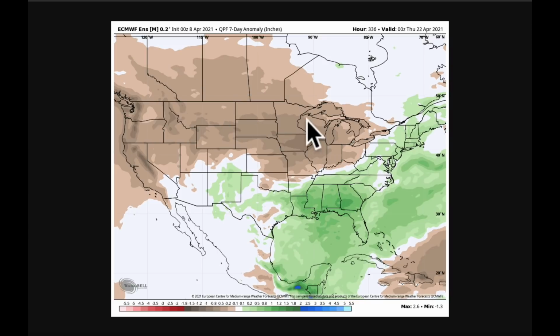Now, don't look at this and assume that you're going to be dry in this whole time period in this region, but it's just not calling for the overly active wet period, because to get that, you've got to have flow that comes in like this, like we had in 2019, and we certainly don't have that.